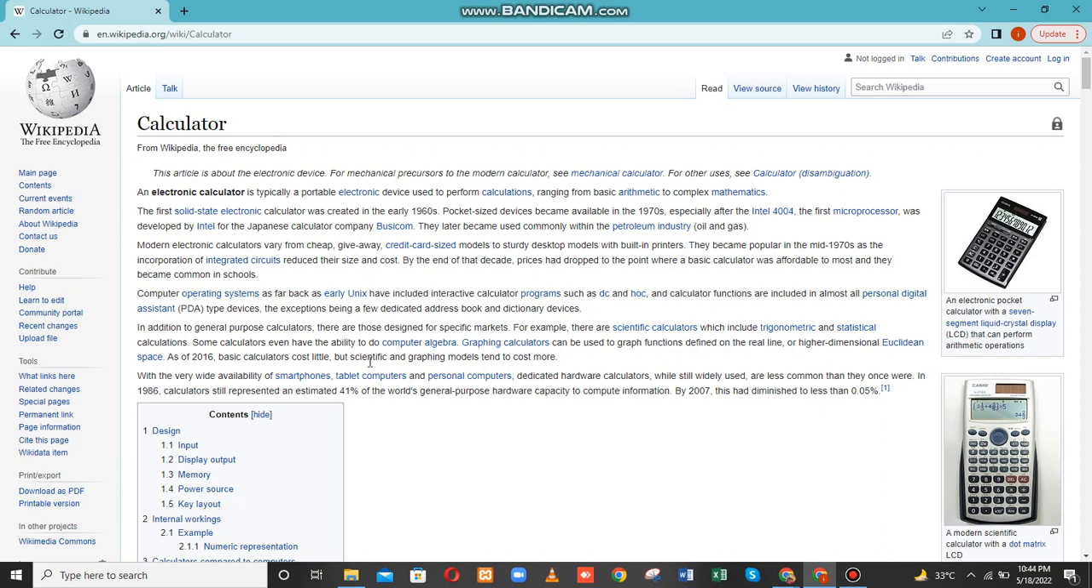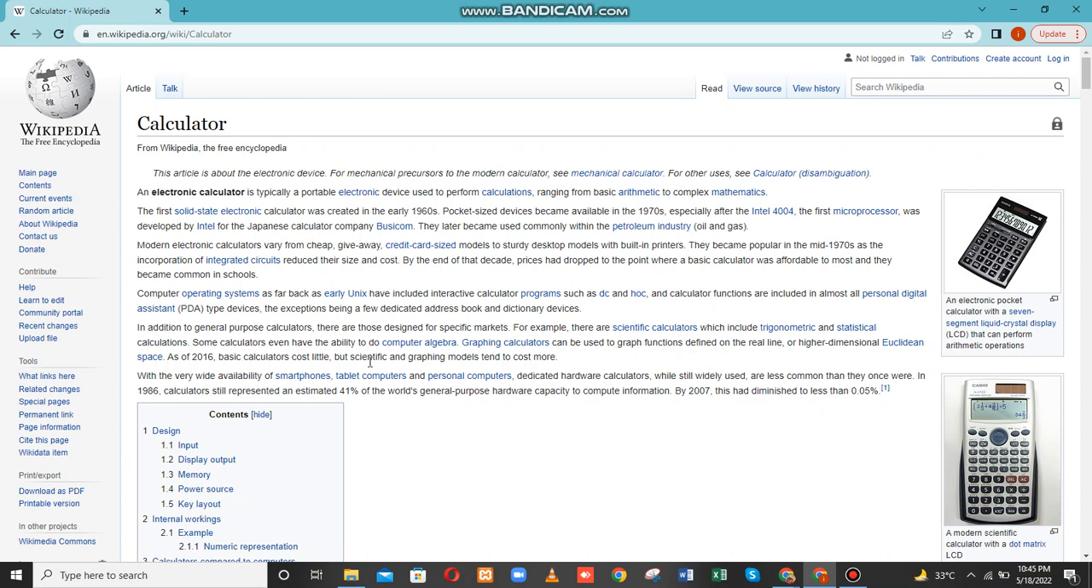In addition to general purpose calculators, there are those designed for specific markets. For example, there are scientific calculators which include trigonometric and statistical calculations. Some calculators even have the ability to do computer algebra. Graphic calculators can be used to graph functions defined on the real line or higher dimensional Euclidean space. As of 2016, basic calculators cost little, but scientific and graphic models tend to cost more.